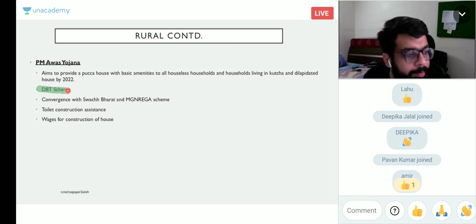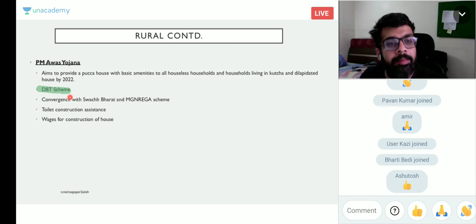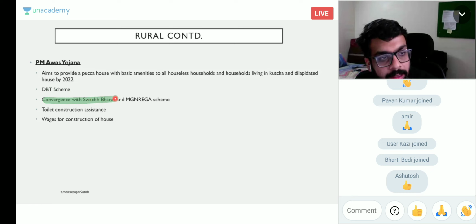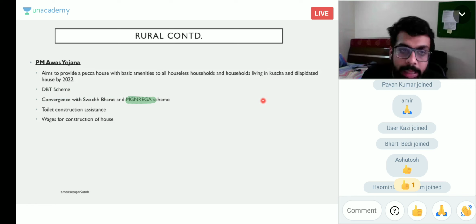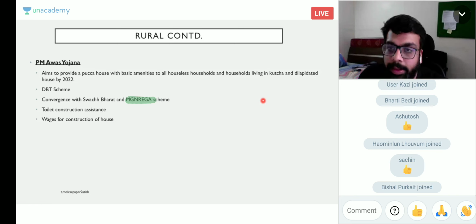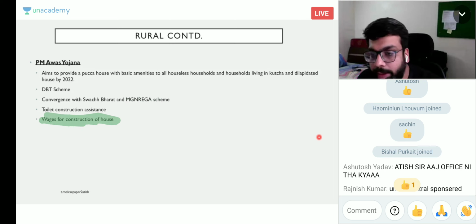And what happens with the direct benefits transfer scheme is you are directly giving money to people to build their own houses. Now, this converges with Swachh Bharat and MG Narega, which means people can also enroll under MG Narega, work to build their own house, and also get paid for it, and also have incentives under Swachh Bharat. And if you decide to build a toilet in your own house, you may get an additional toilet construction assistance. And because it's an MG Narega convergence scheme, you will get wages for constructing your house. Okay, clear.